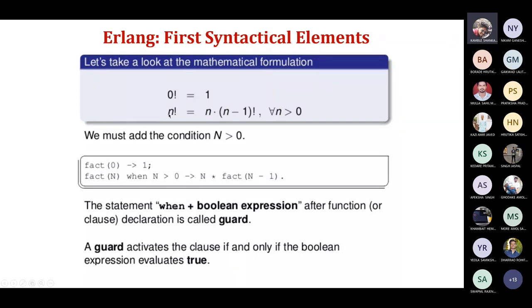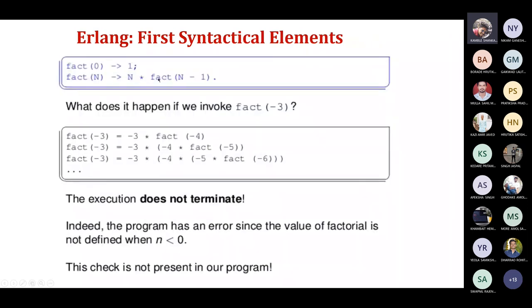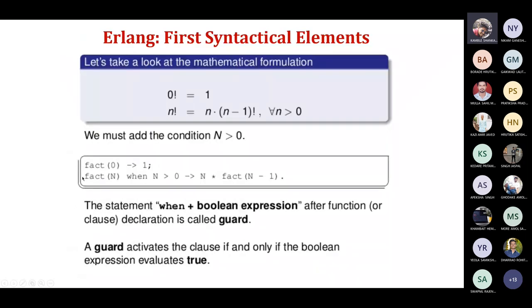Otherwise it's not going to work, because this condition is basically for n greater than 0, right? And this condition, which we had written in the mathematical formula, was not written in the program that we had written. We didn't have any condition here where n is greater than 0. So we need to add this. So fact of n when n greater than 0 is n into fact of n minus 1. So you need to learn the syntax of the language, okay?